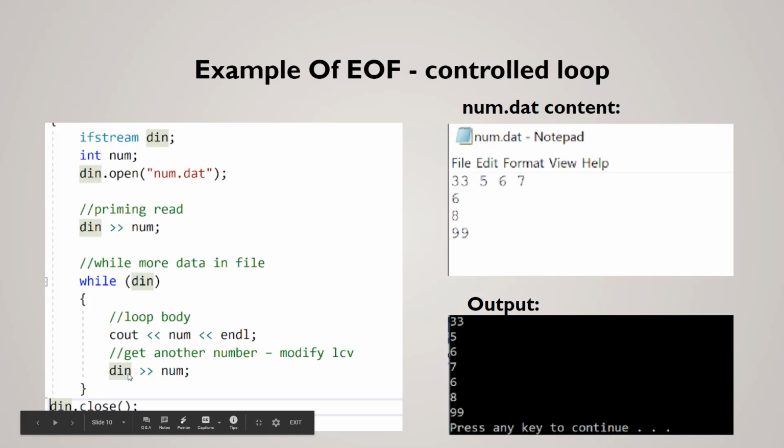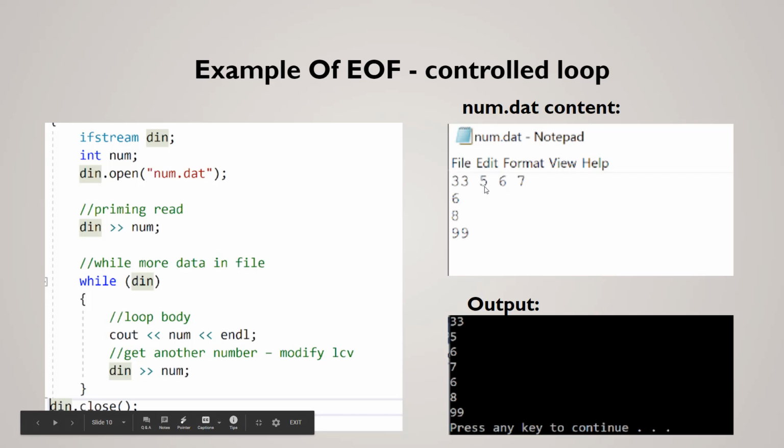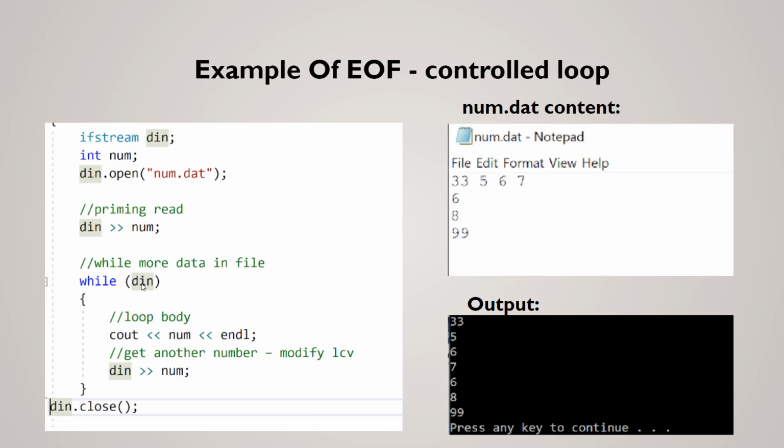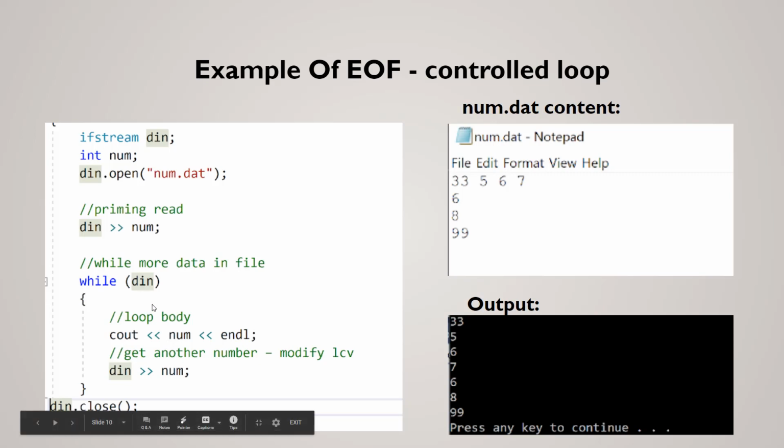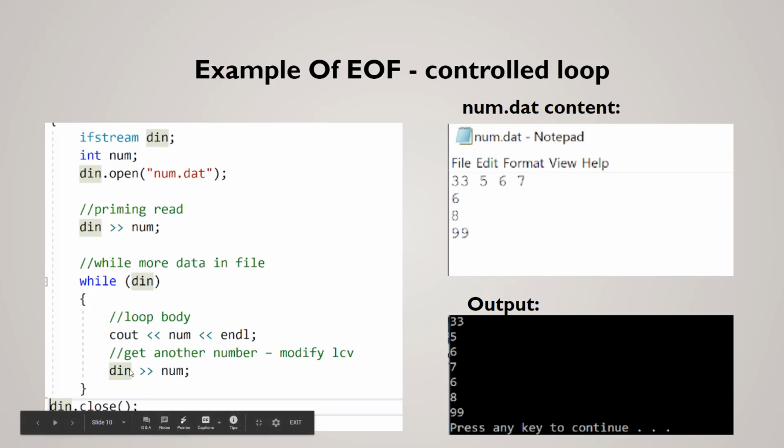So we read the next line, and now num is 5. That's the next integer value in our file. We loop back up. Is DN true? Well, yes, we successfully read a value from the file, so we continue. So we would output 5, and let me just skip ahead a little bit here. 5, 6, 7, 6, 8, and then lastly, we read 99.